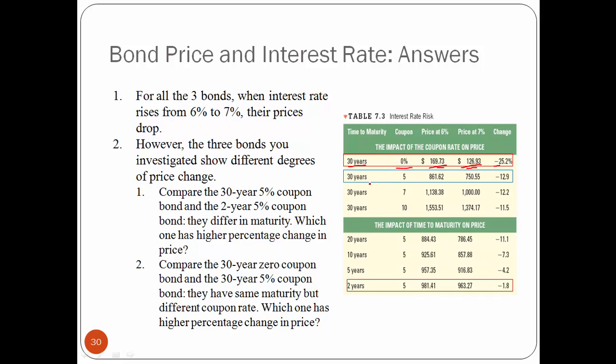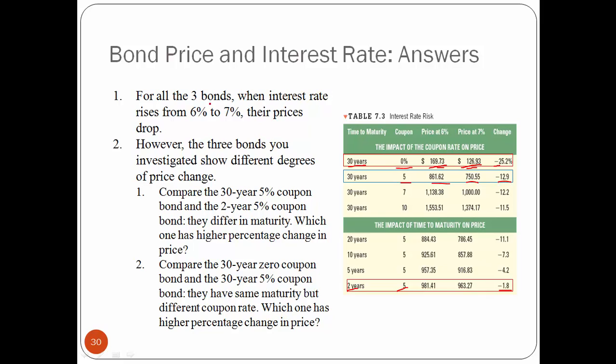And you do the same for the 30-year 5% coupon bond, and you find two prices, and you notice the difference, or say the change, is about a 12.9% decrease. Now for the 2-year 5% coupon bond, the price also changed, and the difference is about negative 1.8%. So what kind of conclusion can we draw from this kind of exercise?